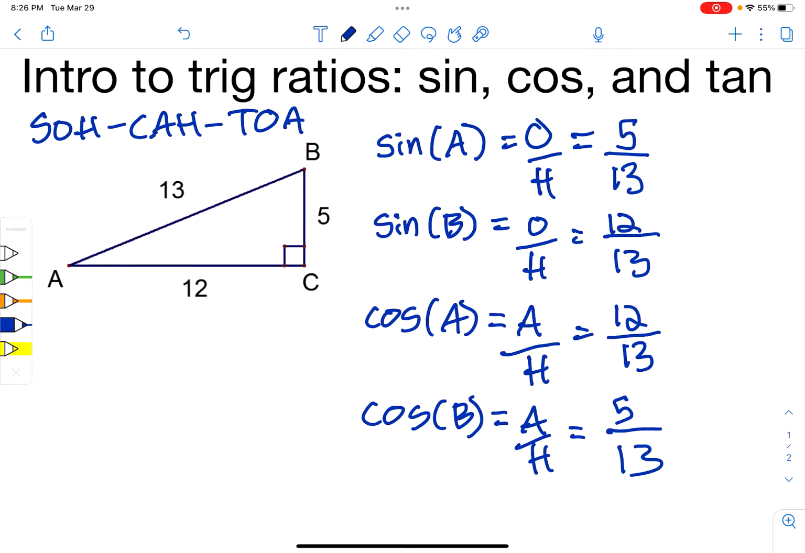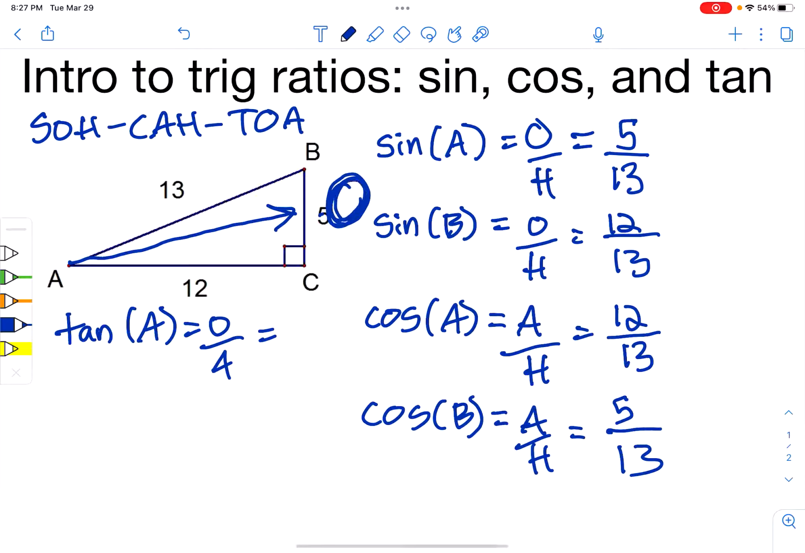Okay, now for tangent. So we've got to find the tangent of A. So tangent right here in our TOA is opposite over adjacent. So let's write that here, opposite over adjacent. Our opposite, if we look at A, our opposite side is 5. That's our opposite side. And our adjacent side is the one that's right next to it, right here, that 12. So we've got opposite and adjacent. Our opposite side was 5, and our adjacent side was 12.